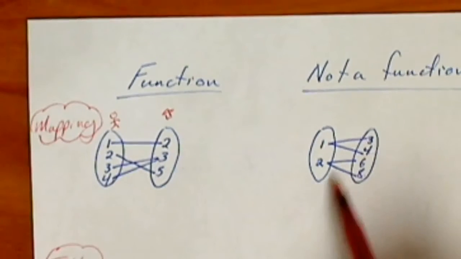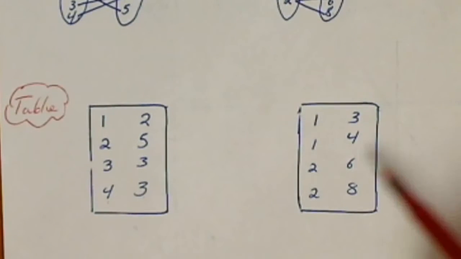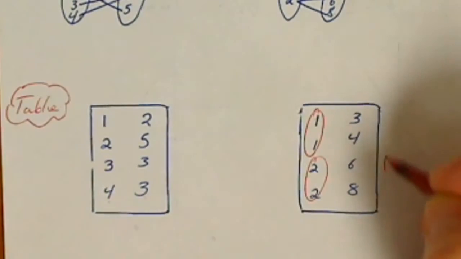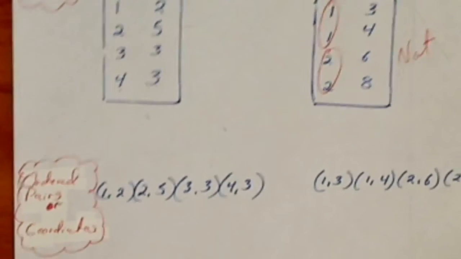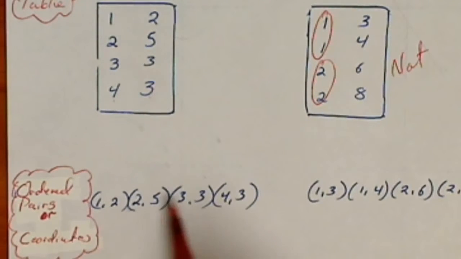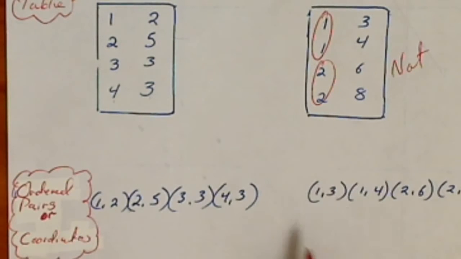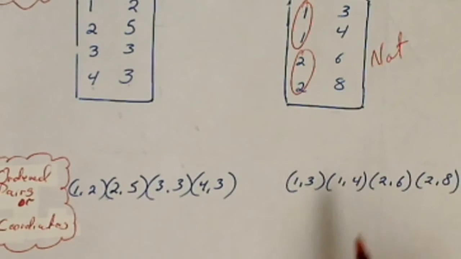Up in the mapping, we didn't write the 2 twice. It just went 6 and then 8. In the table, they actually show both coordinates. And again, if you have an x coordinate that's occurring more than once, then it is not a function. Okay? So going down here to the coordinates or ordered pairs, it's the exact same coordinates you had in the table. You can see (1, 2), (2, 5), (3, 3), and (4, 3). And then over here with the example that's not a function, it's (1, 3), (1, 4), (2, 6), (2, 8).